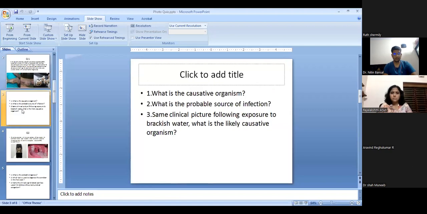So the answer is Vibrio vulnificus. The source of infection is from the mollusk or the barnacles. And third, even though Vibrio vulnificus can also grow in brackish water, the same clinical picture can occur with Aeromonas hydrophila also, if the exposure is to brackish water.